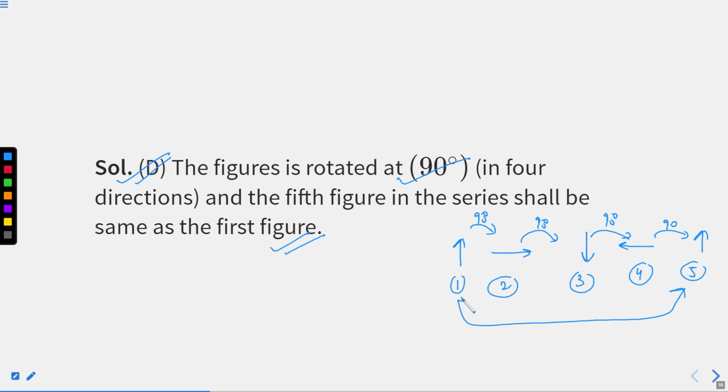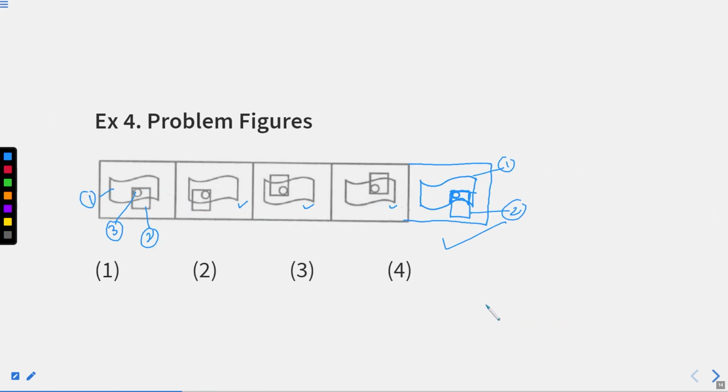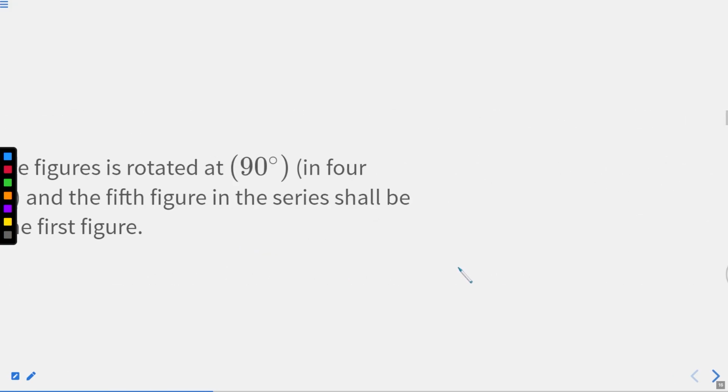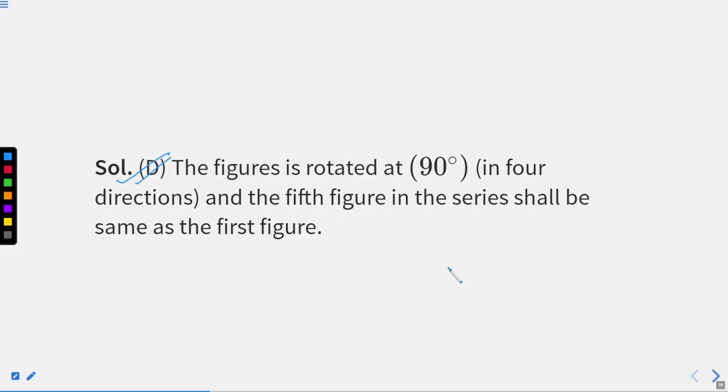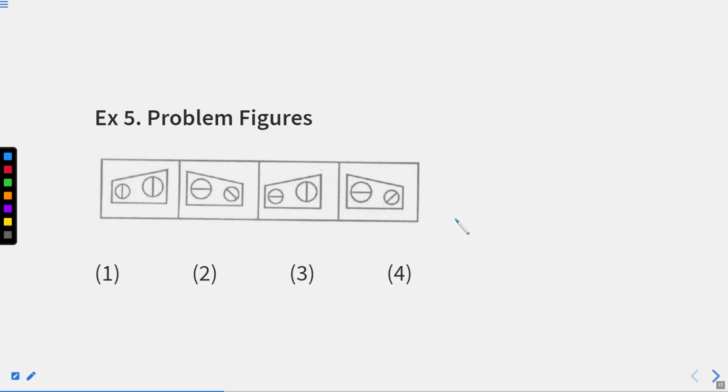In the same manner, you can check here as well that figure number 1 is similar to our answer figure. So similar is there because they are moving 90 degrees by each turn. I hope you got this part as well. I have explained option D, how it is correct, and what relation they are talking about. For each question I am explaining almost 2 methods. Now we'll move to the next question, and I hope this is the last question of this particular type.